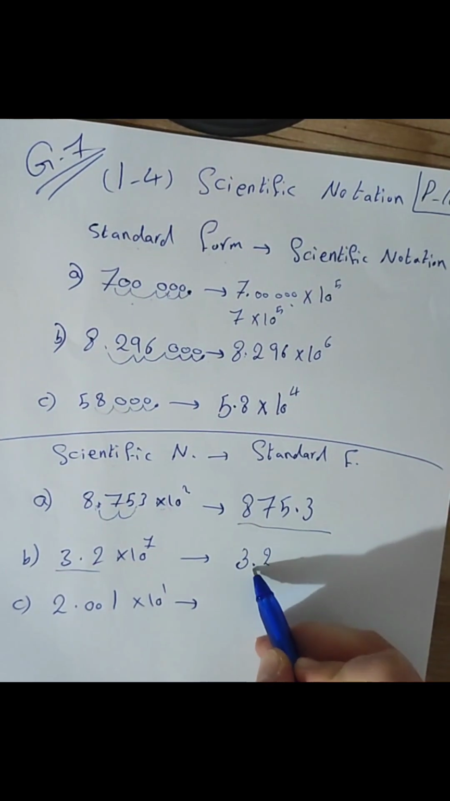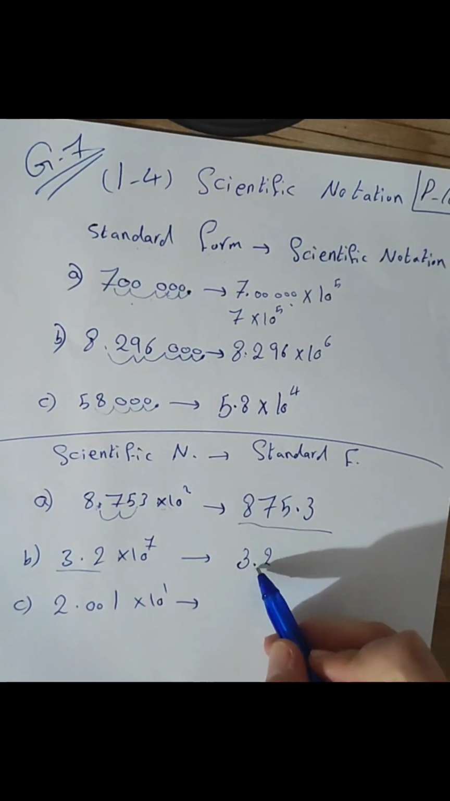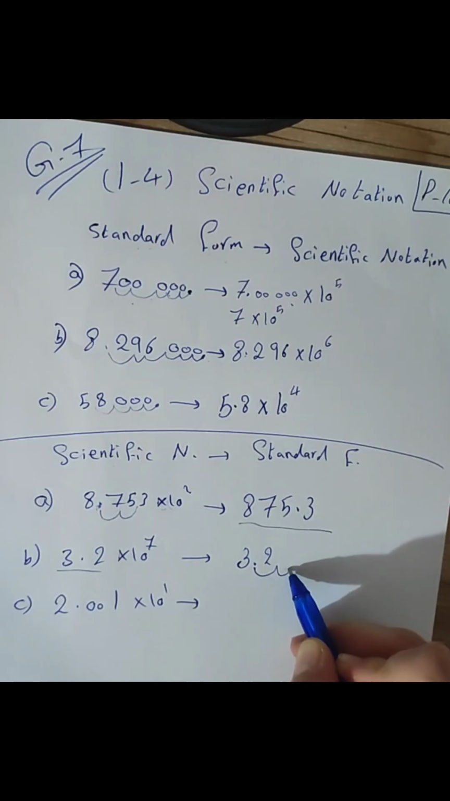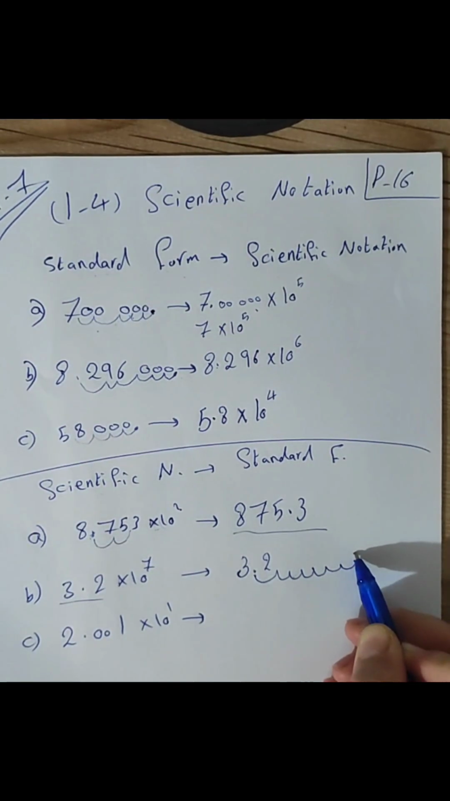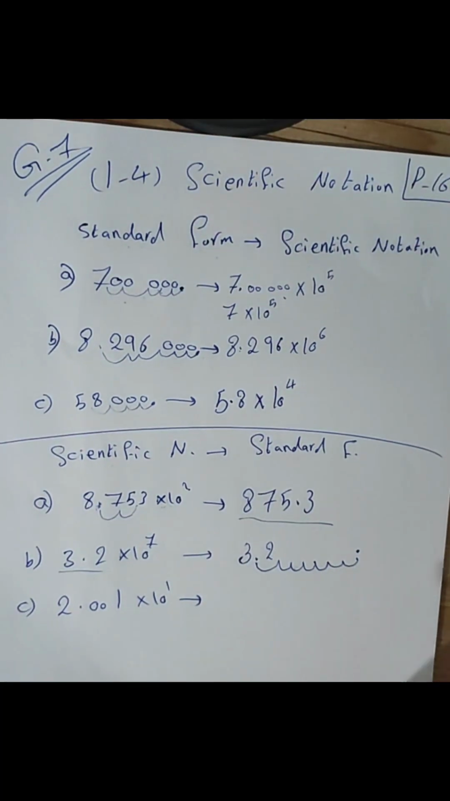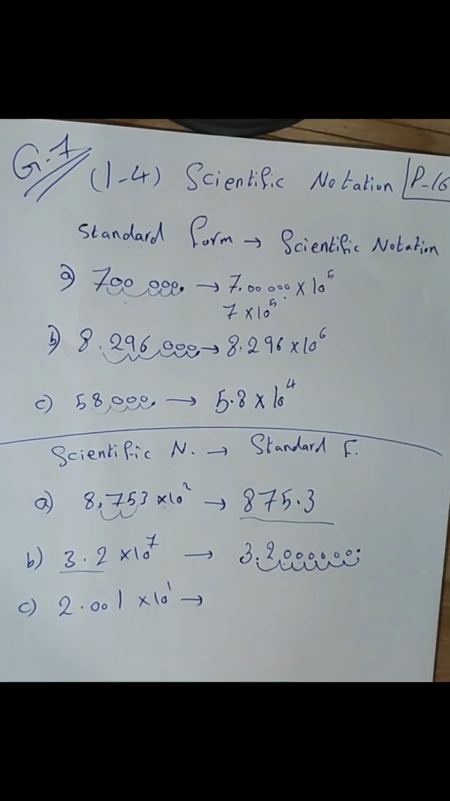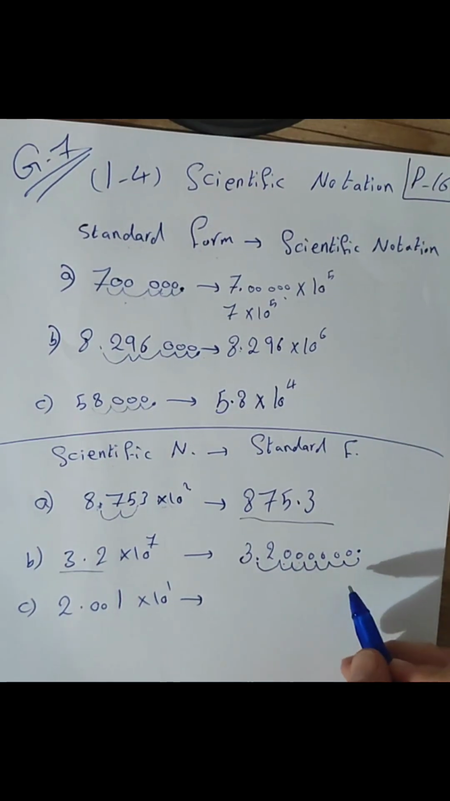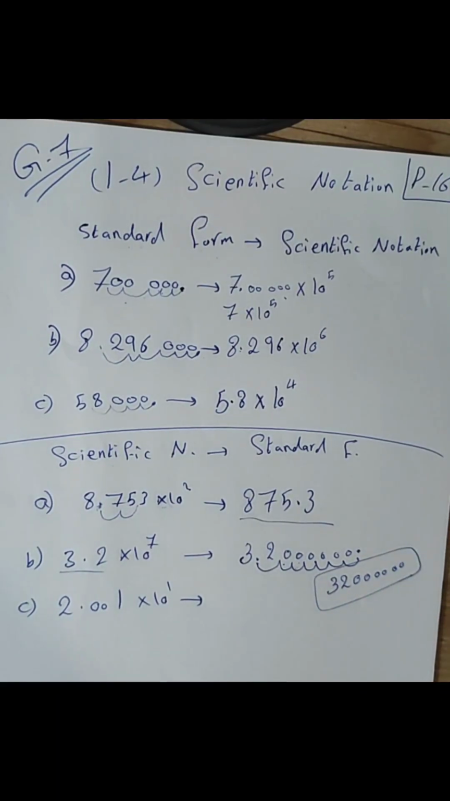3.2, and move this point 7 times to the right side. Look, 1 step, 2, 3, 4, 5, 6, and 7. Write the point. And guys, you have this space. You should write zeros, okay? However many spaces you have, you should write zeros. Then this is the answer. 1, 2, 3, 4, 5, 6. This is the answer without the point. We don't need it.